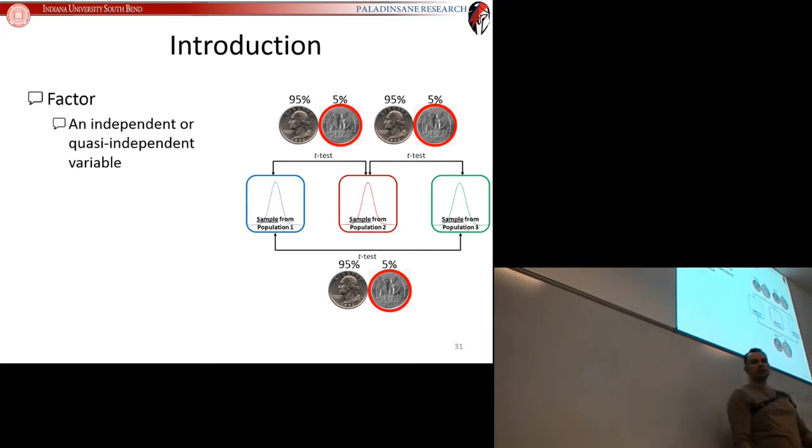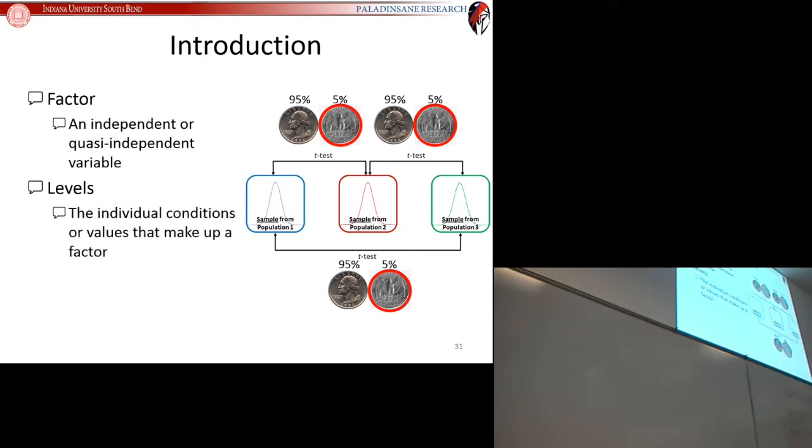So, for example, type of mother in the infant attachment experiment was a factor. Type of question in the Loftus and Palmer memory study was a factor. Amount of timeout in the timeout study was a factor. These are the causes of the behavior.